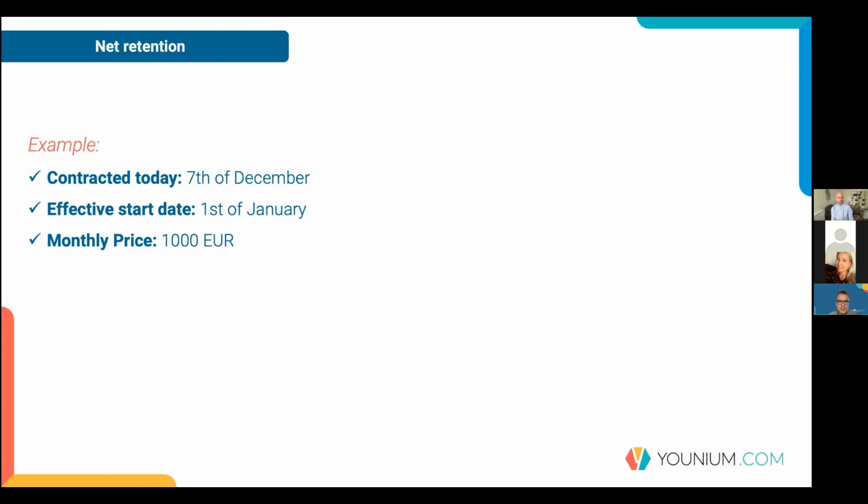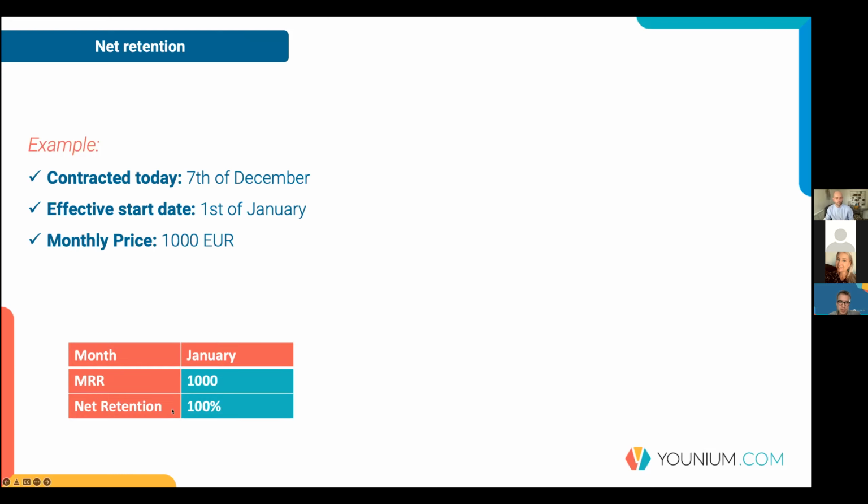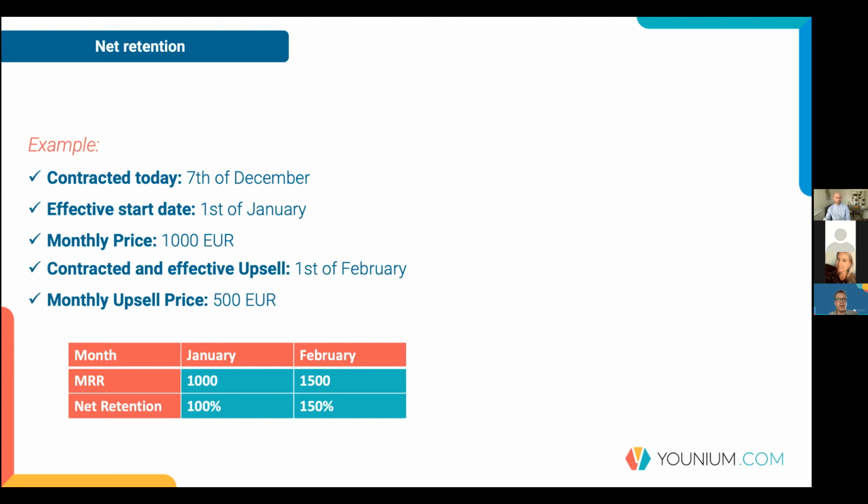So I'm gonna give a couple of examples, but we'll start here with another table, seeing that our MRR here is 1,000 in January, remember? And then we include a net retention column here, saying that we have retained 100% of the value of this subscription in January, because 1,000 is 100% of 1,000. That's the initial value of the subscription. Let's say something happens along the way. We're in February and we're contracting an upsell of this customer for 500 euros per month. So they're happy with the service.